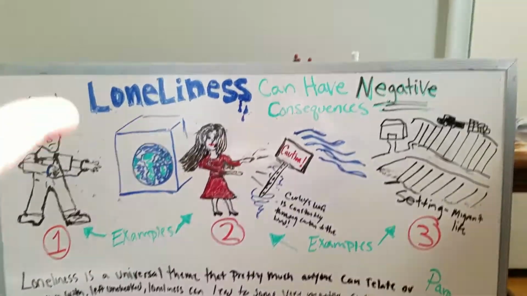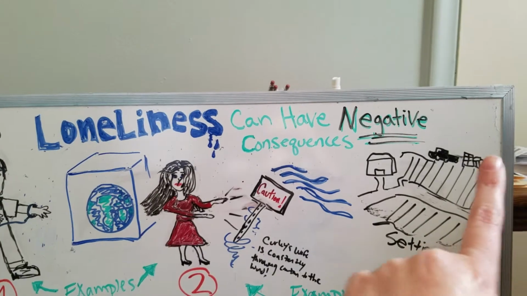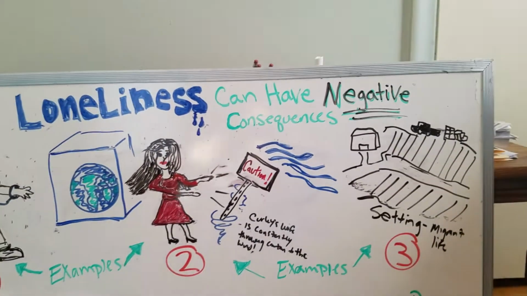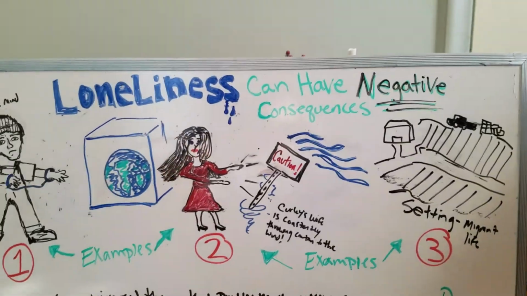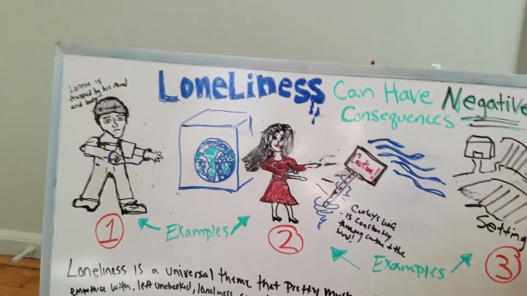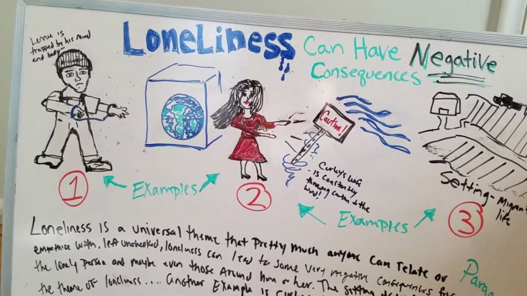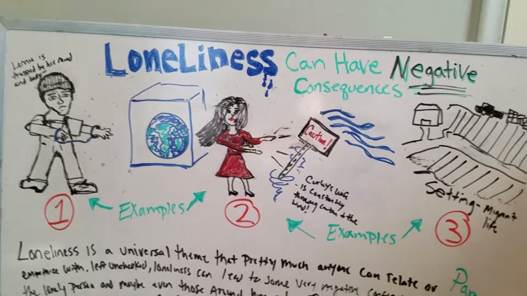I have at the very top the theme: loneliness can have negative consequences. So make sure that's clear on your poster. And then you want to have three examples. I put in red 1, 2, 3. So you can see I have three examples, and I've even in the green said, examples, examples, examples.